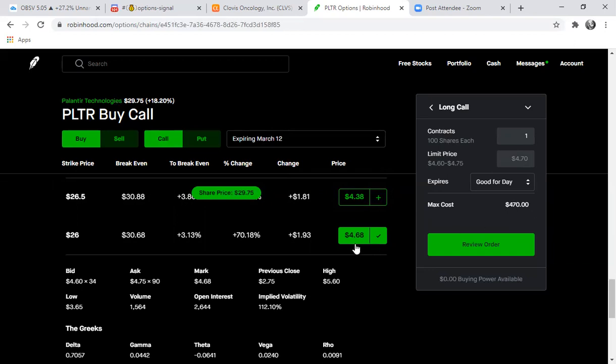So I'm spending $4.70 per share out of 100 shares, versus $29.75 per share. One contract equals 100 shares. I'm spending $4.68 per share; 100 times $4.68 is $468, but it did its own thing and it's $470. A $2 difference, big deal. Hopefully that's understandable.